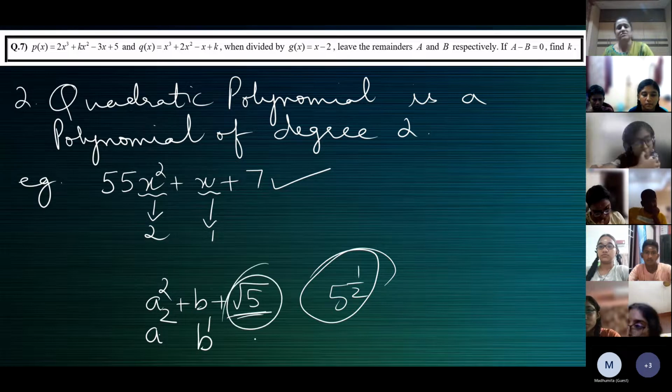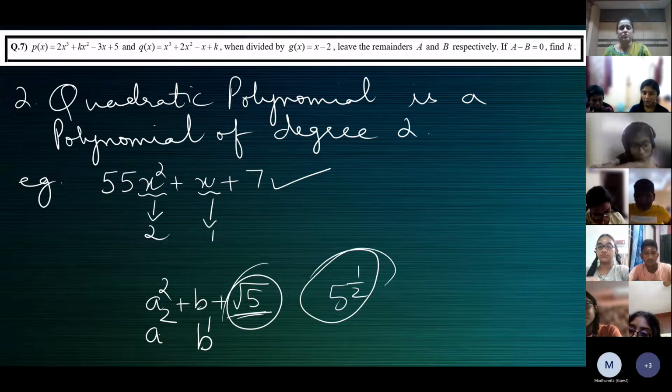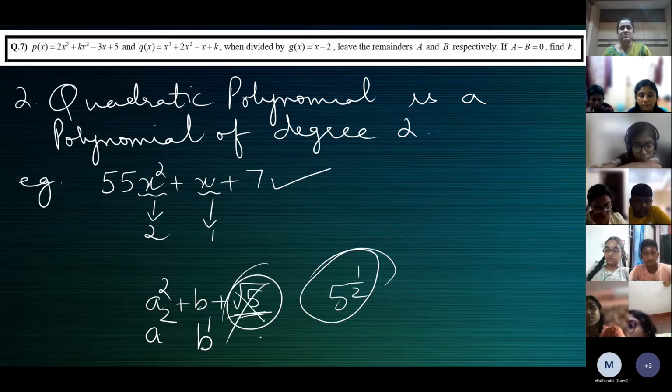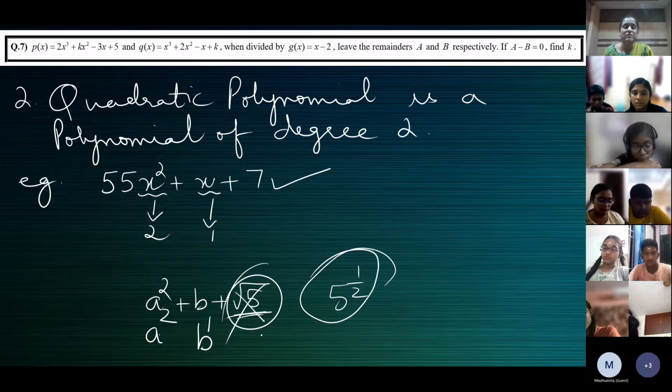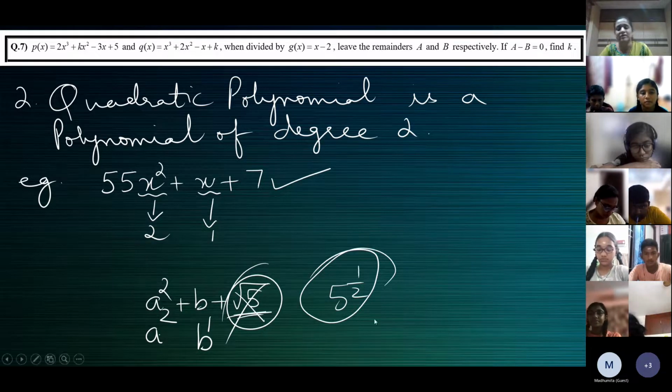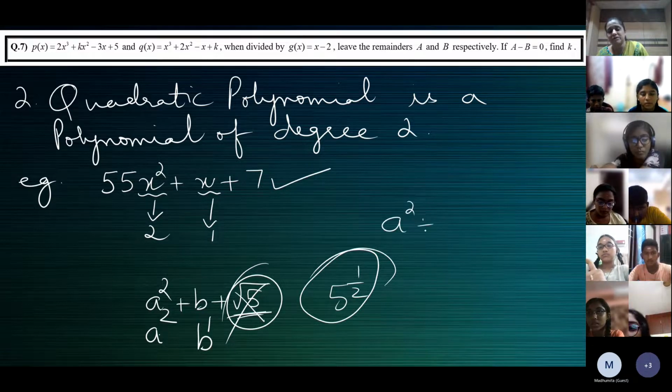This one is a constant. Root 5 is a constant. It has some fixed value. Don't worry about that. Powers of the variables, are they whole numbers? Now tell me, A square plus B plus root 5, is it a polynomial or not?